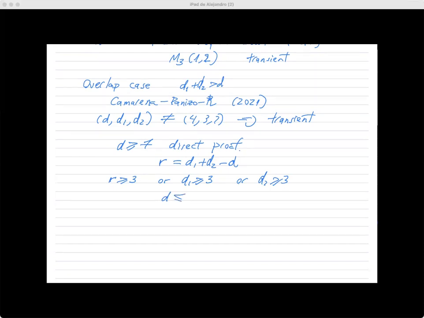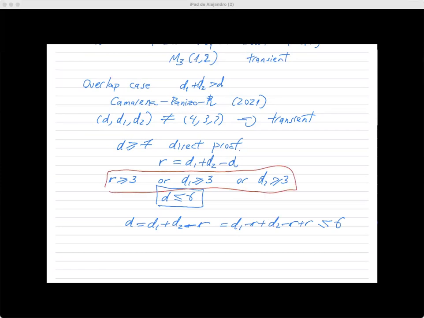So the cases which do not satisfy that necessarily happen when the dimension is smaller than 6. I can even write this: D is D1 plus D2 minus R. You can write this as D1 minus R plus D2 minus R plus R, and this is smaller than 6 if none of these conditions is satisfied.